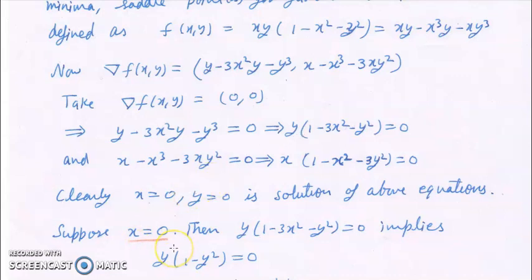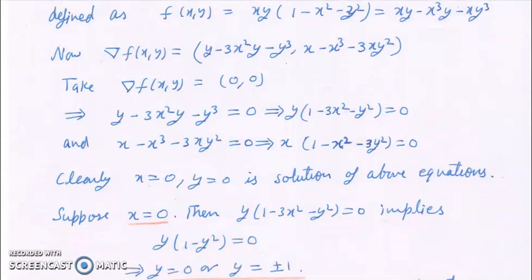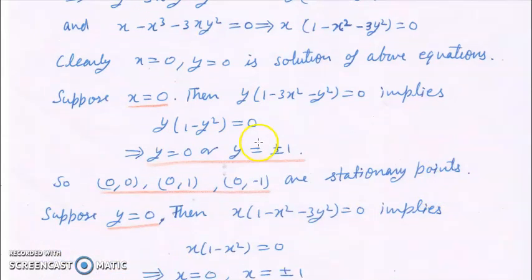Suppose x is equal to 0. Then if you put x is equal to 0, this equation will become 0. But in the other equation, if you put x is equal to 0, you will have y(1 minus y square) is equal to 0. So we can solve it. So either y is equal to 0 or y is equal to plus minus 1. So for x is equal to 0, the points are (0, 0), (0, 1) and (0, minus 1). These are the stationary points.